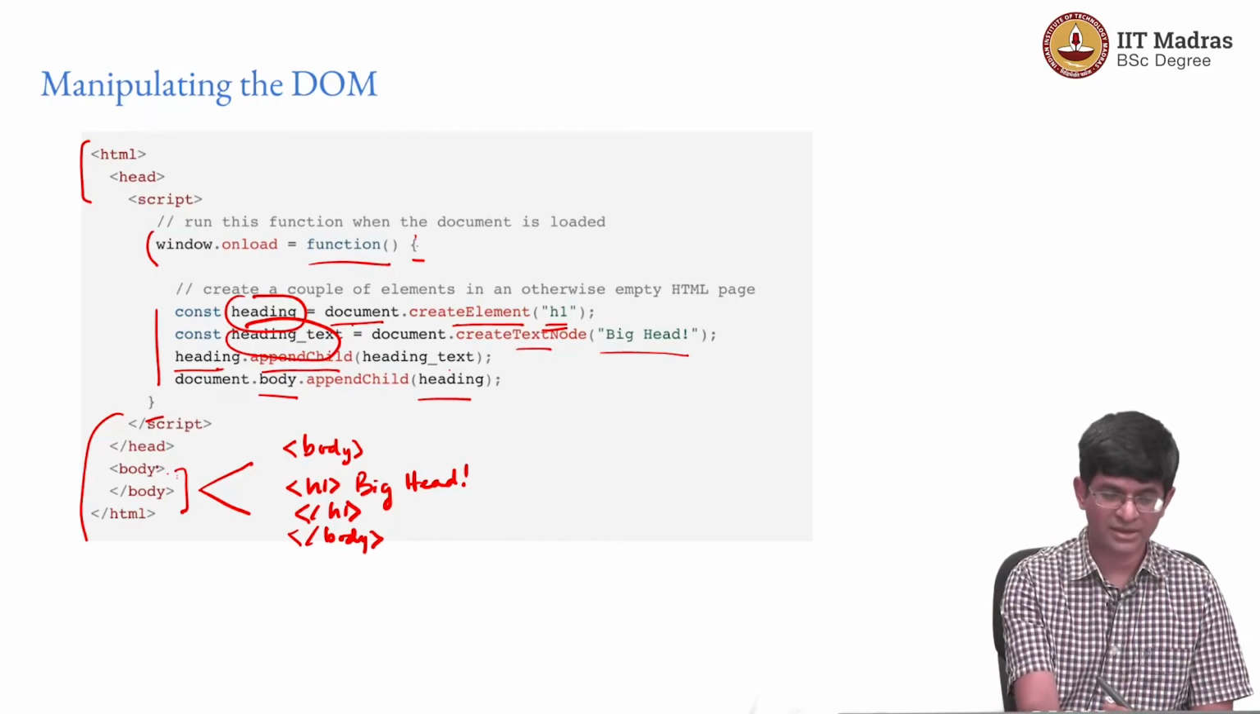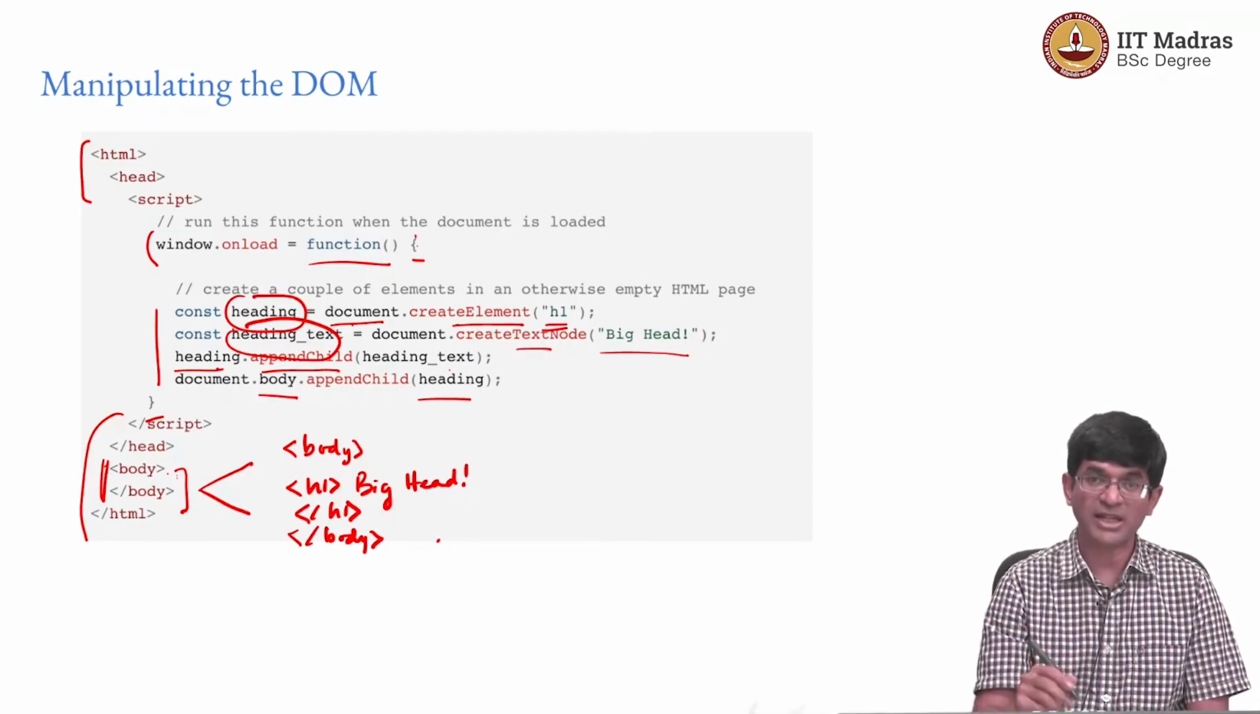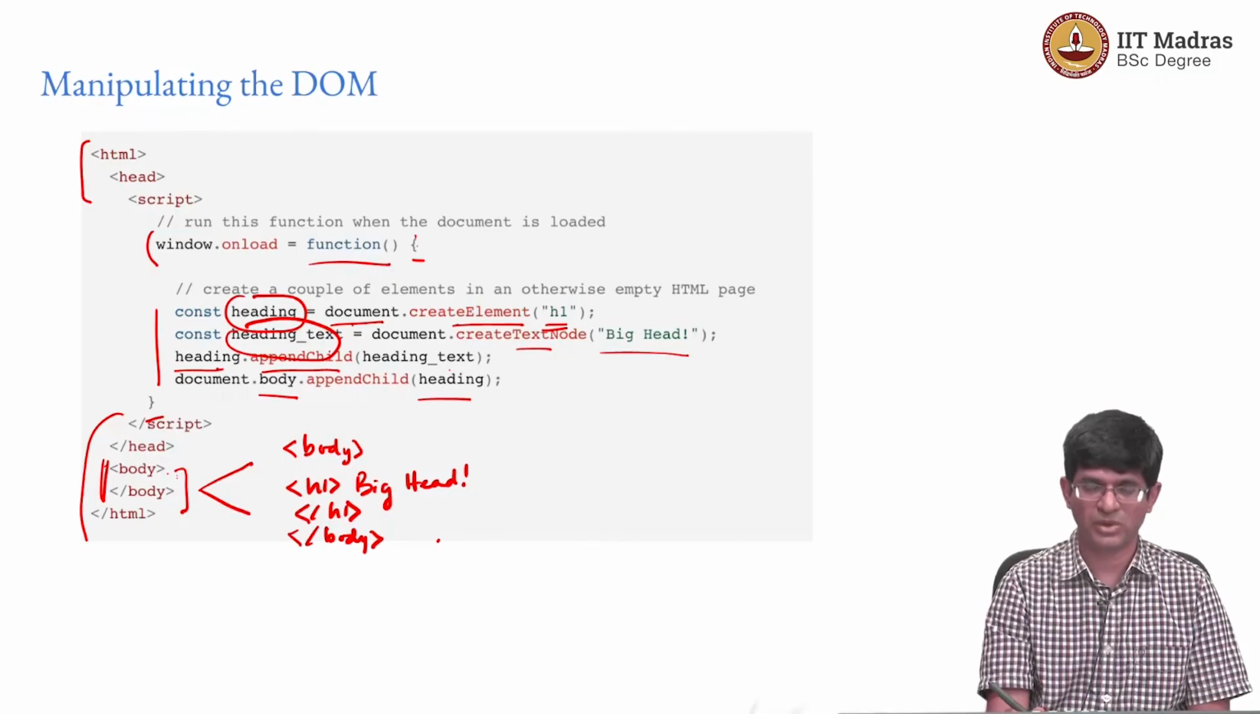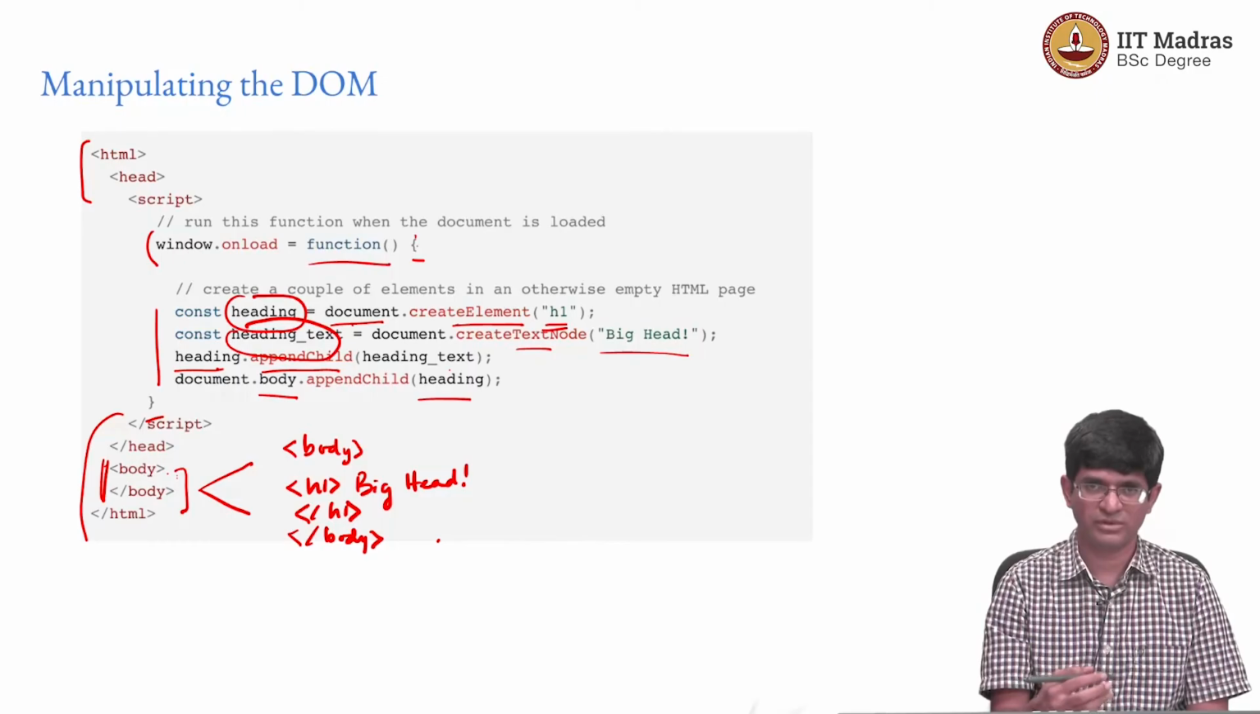So it has basically taken the HTML that you had out here, which didn't have anything in the body, and added something to it, okay? That's manipulating the DOM, okay? And that's where essentially the power of Ajax, or any kind of DOM manipulation that JavaScript does, comes from. The fact that it can do that means that it can update pages dynamically.